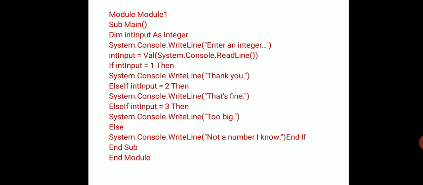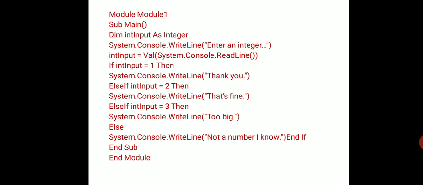So here is one example. Dim int input as integer. See, int input is a variable of type integer. So here, System.Console.WriteLine "Enter an integer". It is simply a printf statement; it will ask the user to enter an integer. So int input equal to, the variable is initialized with the value val of System.Console.ReadLine.